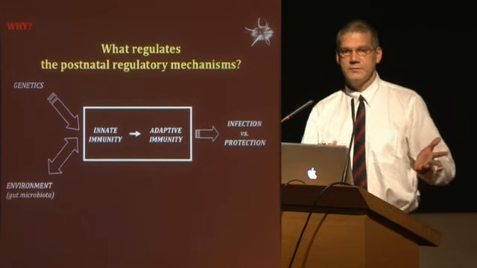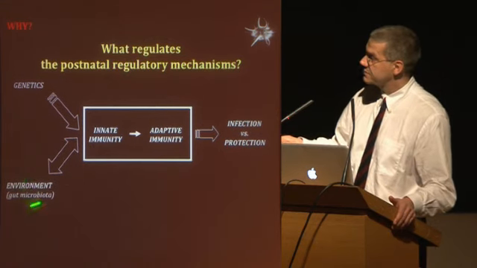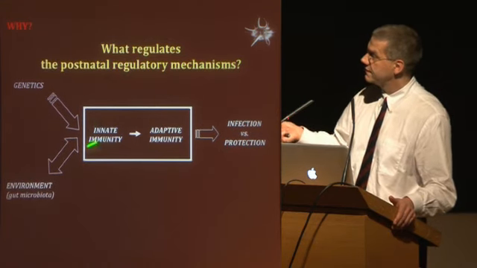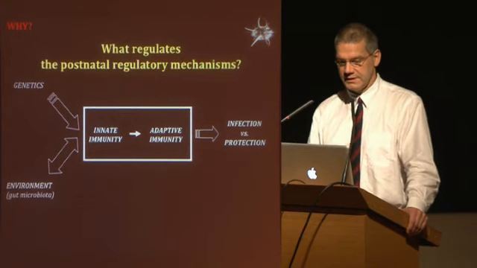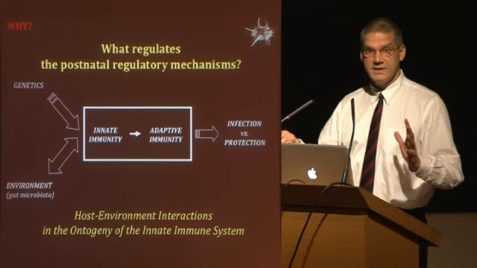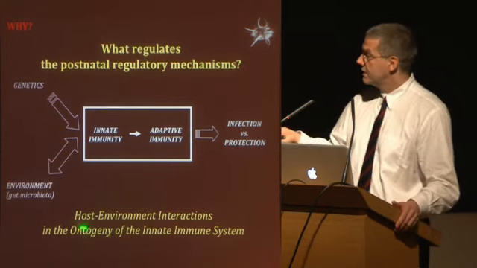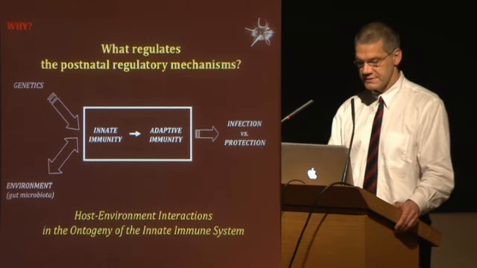And with the gut microbiome, and you've heard this today already, you get a little bit more complex because this interaction between environment and host, or the innate immune system in this case, may be actually bidirectional, not unidirectional. I'll get back to this in a minute. So this is then what leads me to the topic for today, which is the host-environment interactions and how they impact the ontogeny of the innate immune system.